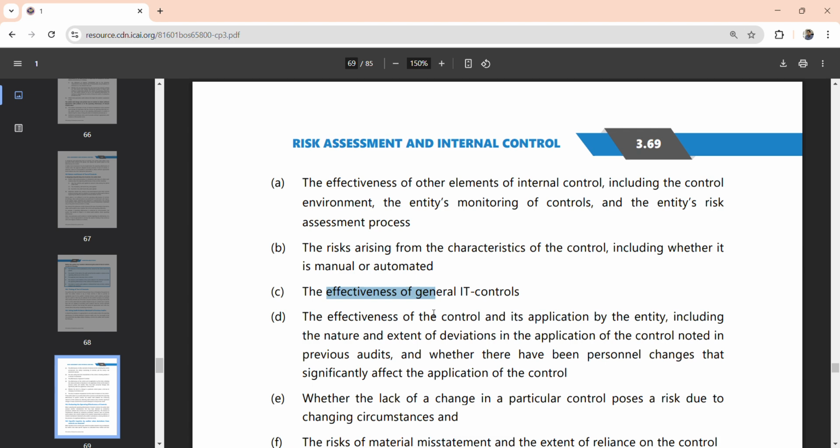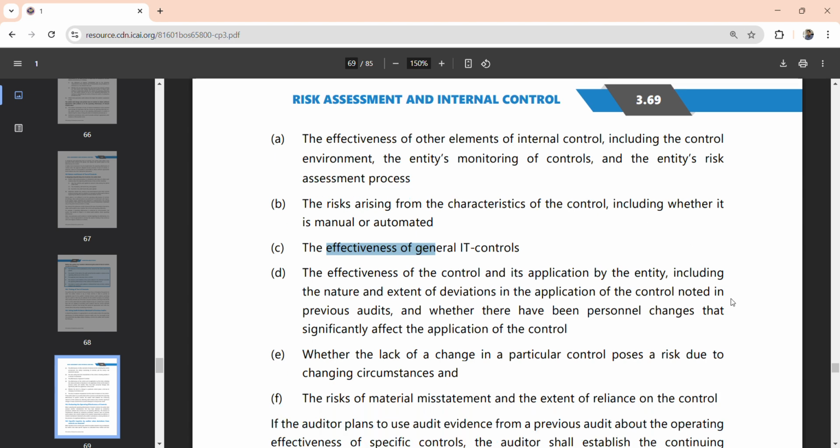Next, moving on to the risk, the ROMM and the extent of reliance on the control, and next is risk arising from the characteristics of the control, including whether it is manual or automated. I repeat, this is a very important point. Risk arising from the characteristics of the control, whether it is manual or automated. Lastly, whether a lack of change in a particular control poses serious risk due to changing circumstances. Very important. These are the various 6 points that you should reproduce.